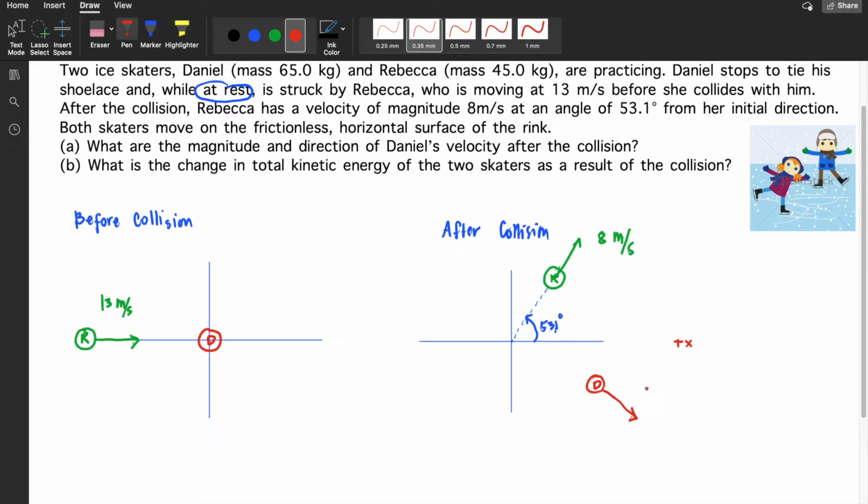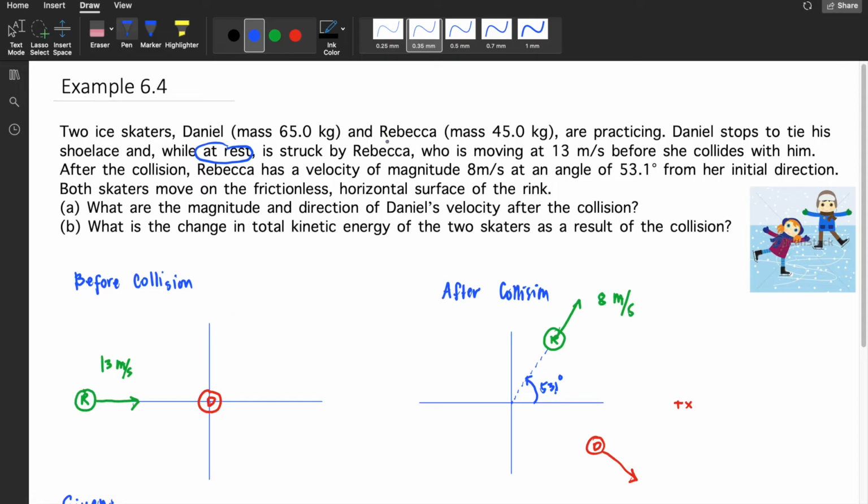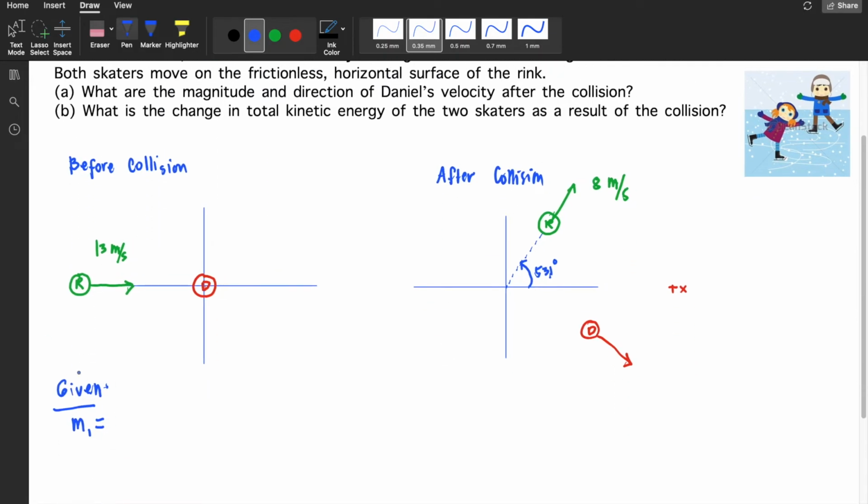Okay, next we're going to place some labels and take note of the given values. Here, we'll call Rebecca mass 1, which is simply equal to 45 kilograms. And we'll call Daniel mass 2, which is simply equal to 65 kilograms.